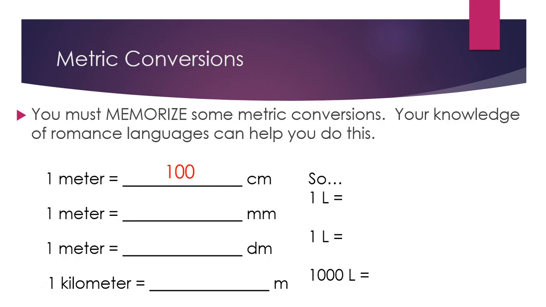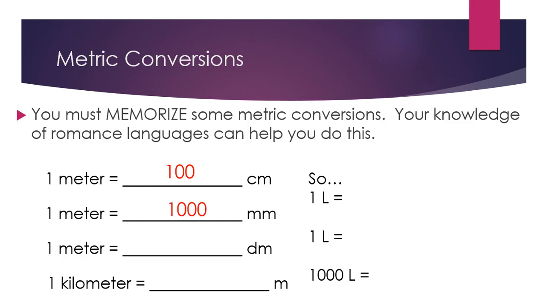So in 1 meter, there are 100 centimeters. Now, how do we remember that centimeter means 100? Well, the Spanish word for 100 is cien, which sounds very, very much like cent. So there's 100 centimeters in 1 meter. Now, this can be used as a conversion factor to convert meters into centimeters or vice versa.